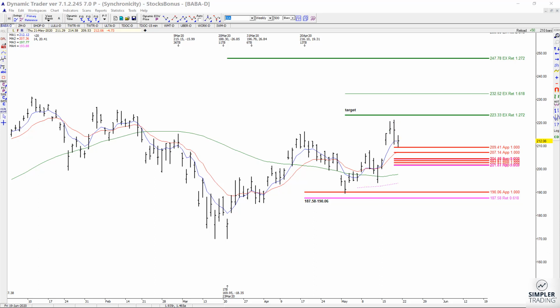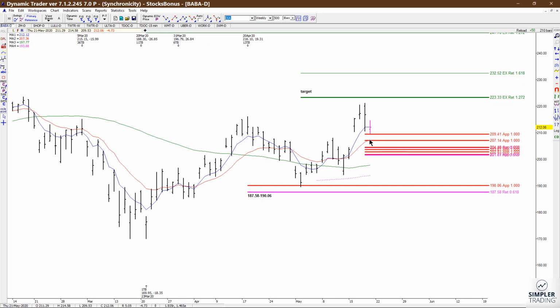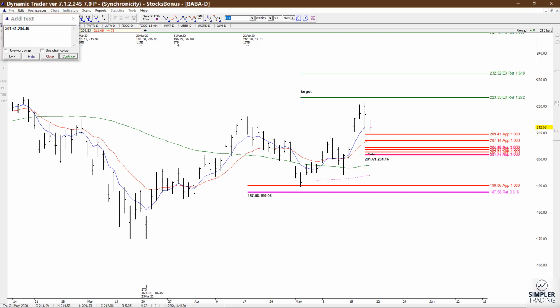So there are two zones that I'm going to watch and anticipate that possible low could be put in place. The first area, we're testing it already. It's anywhere from the 207.14 to 209.41 area. And then the other area underneath it has like 1, 2, 3, 4, 5, it looks like 6 price relationships between, let's label this as 201.61 to 204.46. So those are the two areas that I'm looking at as far as possible resumption of the rally.